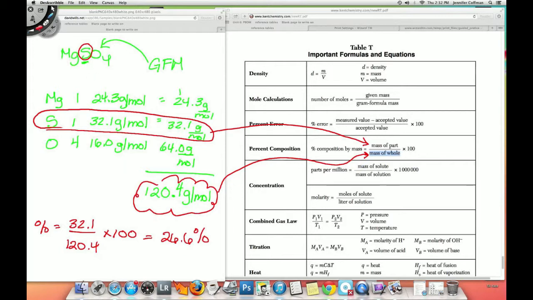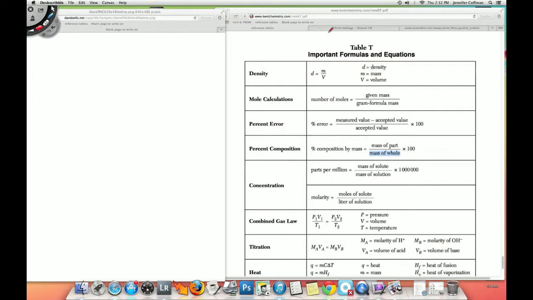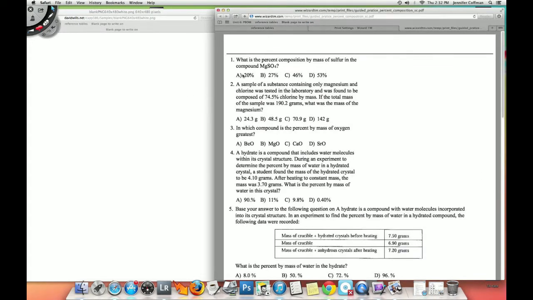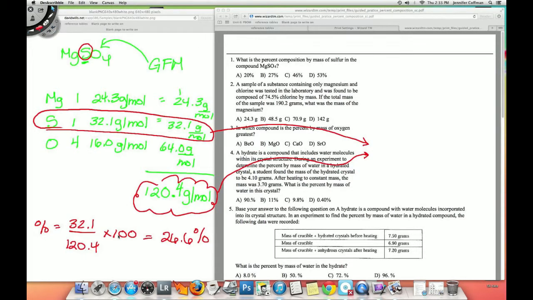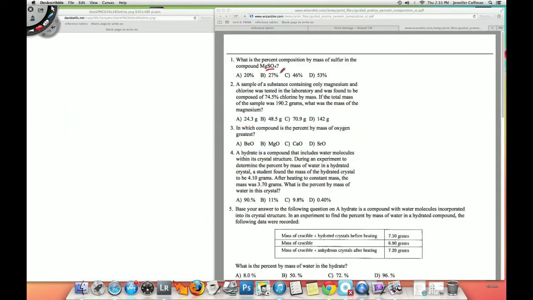Now I'm going to erase this and go back to our questions. We have 20%, 27%, 46%, and 53%. Our number was 26.6%. The closest answer here is 27%, so I'll circle that for you. All right, let's take a look at the second question.